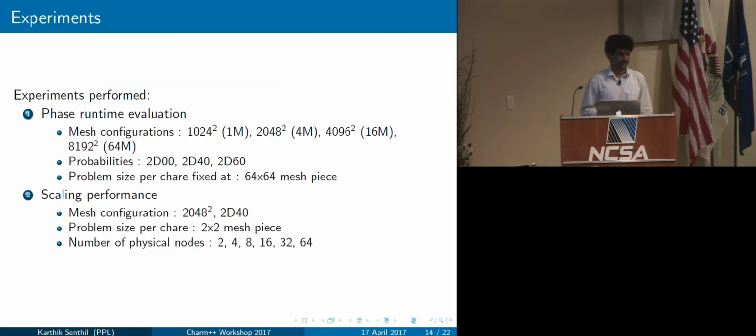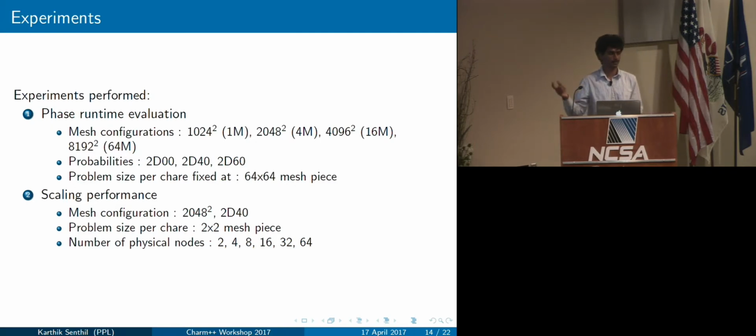So we performed some basic experiments to evaluate our library. The first experiment is where we wanted to evaluate the runtime of the different phases in the connected component detection. We used 4 different mesh configurations, starting at 1 million vertices and scaling all the way up to 64 million vertices. We used 3 different probability values: 0%, 40%, and 60%. 0% means that there are absolutely no edges in your lattice, so each vertex is a component by itself. We also fixed the problem size in a chare to a 64 by 64 mesh piece.